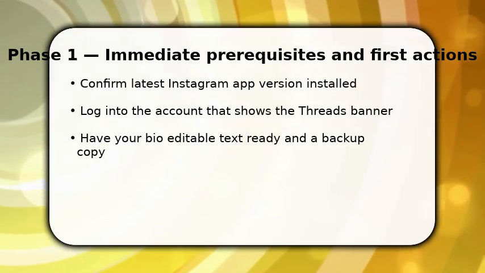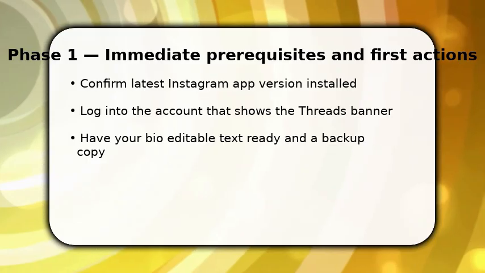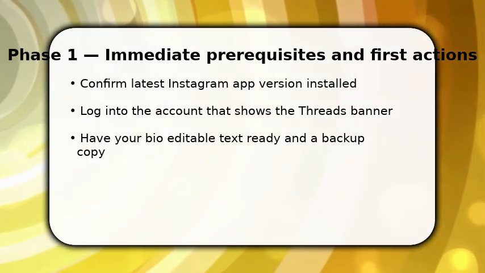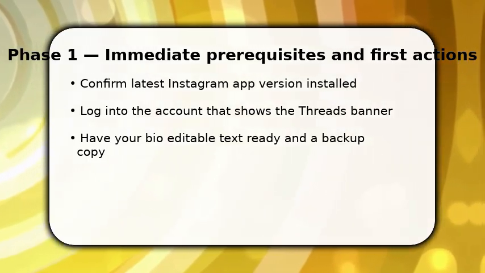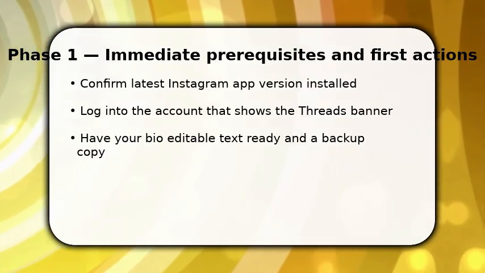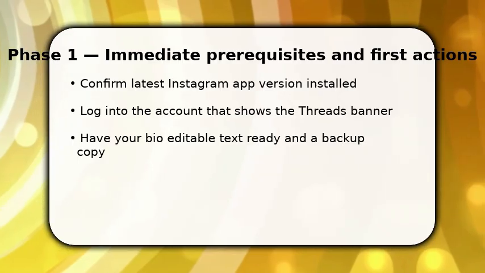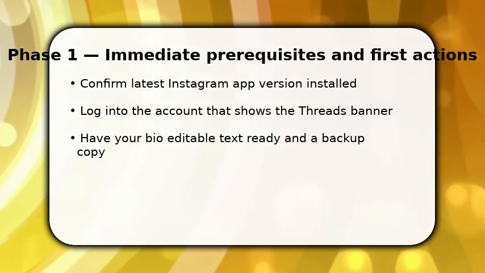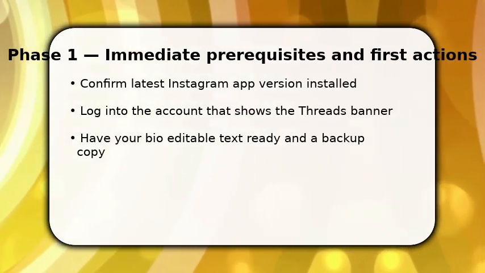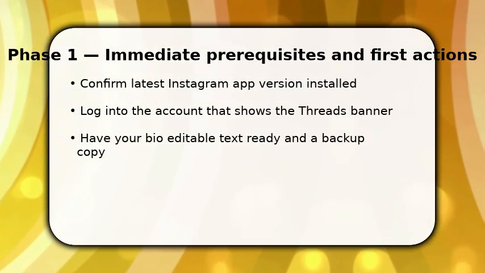You start by opening Instagram and signing into the account with the Threads banner. This is essential because settings are account-specific. Once logged in, navigate to your profile and tap Edit Profile. You need direct access to the bio field. Make sure you have a copy of your current bio saved elsewhere, because you may revert changes.